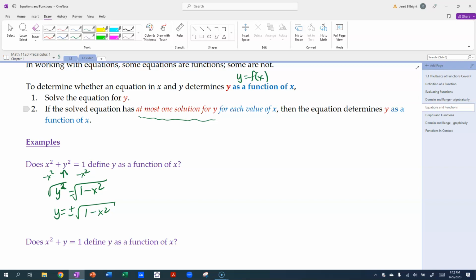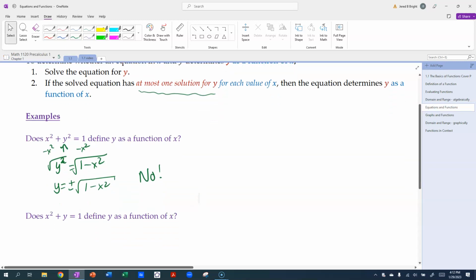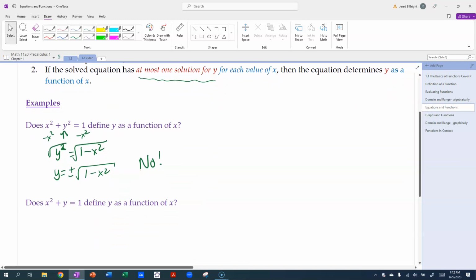So if the solved equation has at most one solution for y, okay. So y is equal to plus or minus. Actually, listen to what I just said. y equals plus or minus, right? So there's two solutions. So this one is not going to be a function of x because I have plus or minus y.